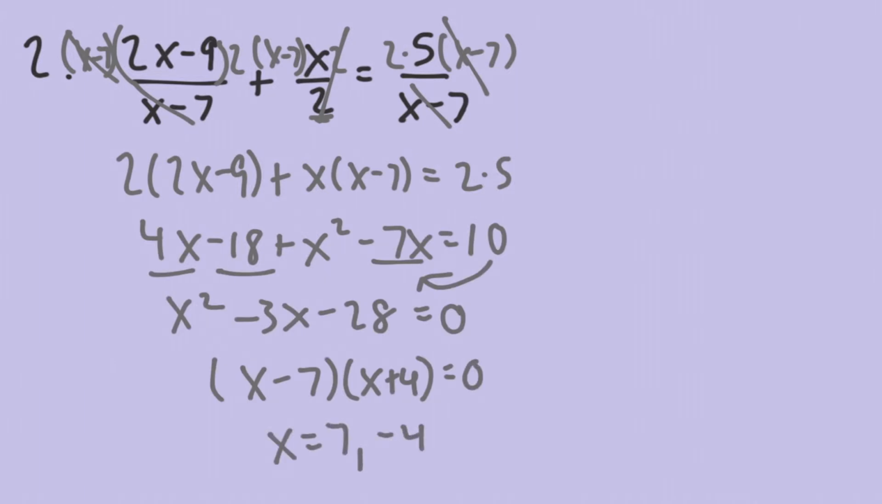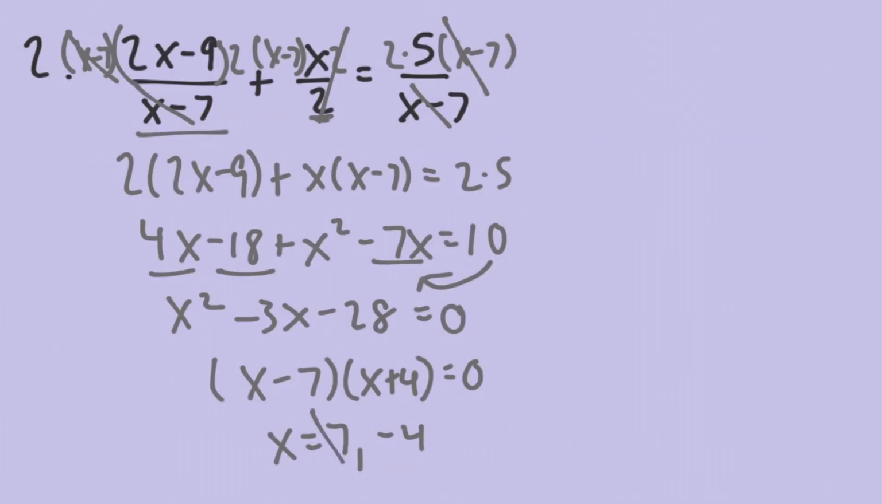Don't forget to check. Plug in 7 for x. 7 minus 7 is 0. That gives us a 0 in the denominator, so that's called an extraneous solution, or like an extra solution, something that we got from solving the equation that's not actually a solution that will work for the problem. So because that was an extraneous solution, we're not going to write that as an answer. Let's check negative 4. Negative 4 minus 7 doesn't give us 0, so that'll be an answer for that one.